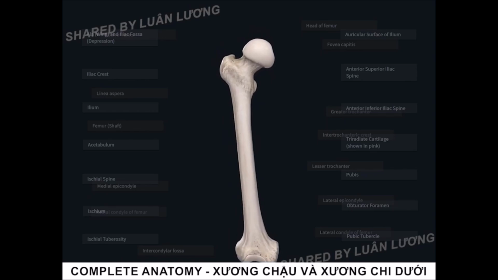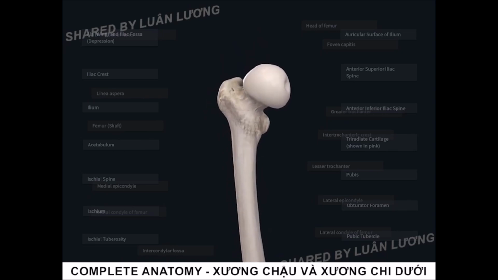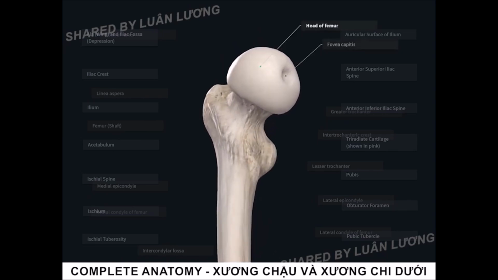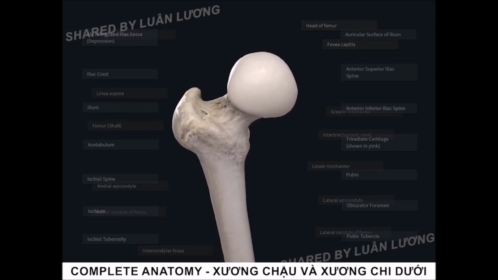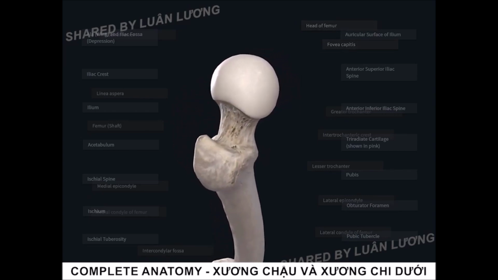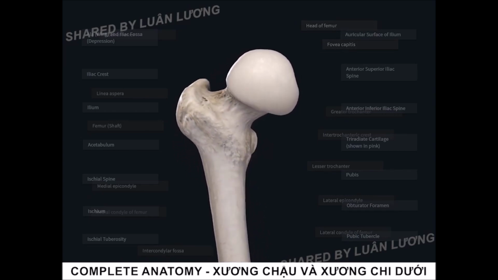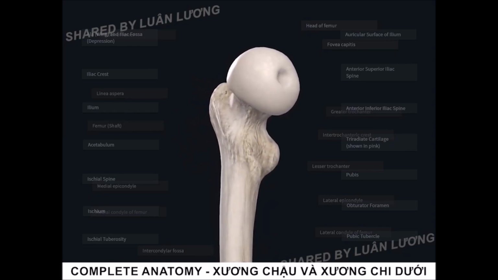Now, perhaps the most distinguishing characteristic of this bone is what we see here, the head of the femur. The head of the femur is going to be directed medially, and it will meet up with the hip bones. As we can see, the surface of the head of the femur is going to be covered with articular cartilage, which is where it meets up with the acetabulum of the hip.